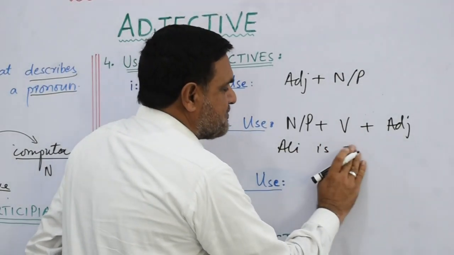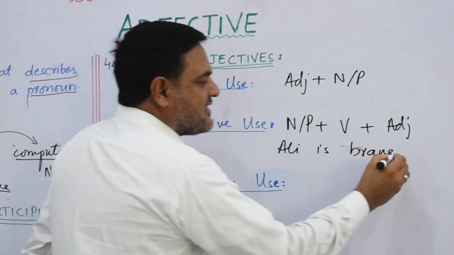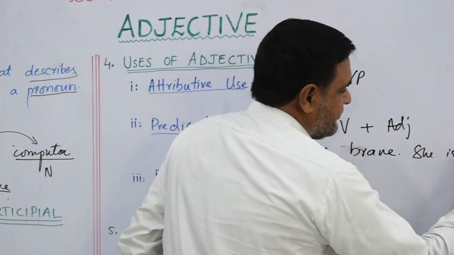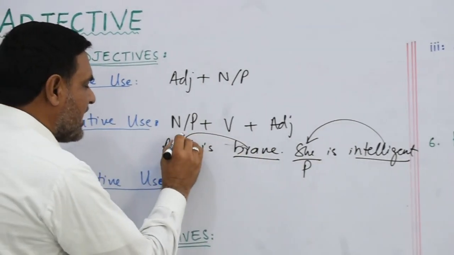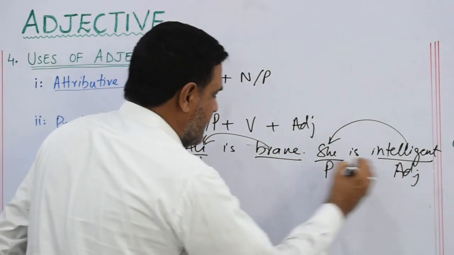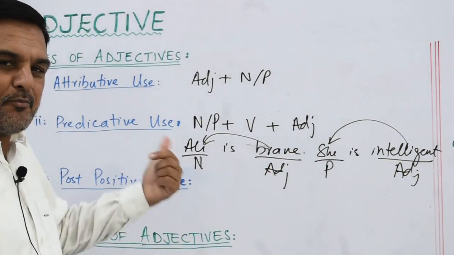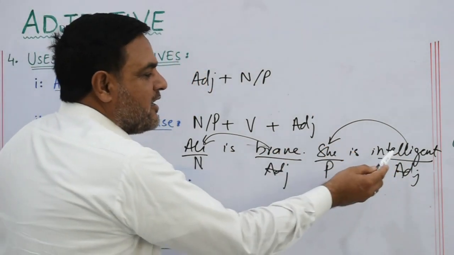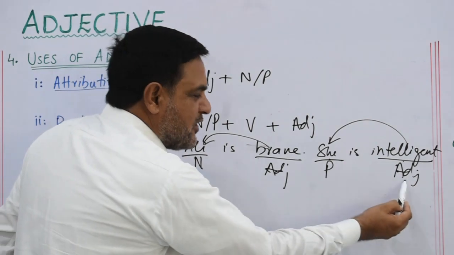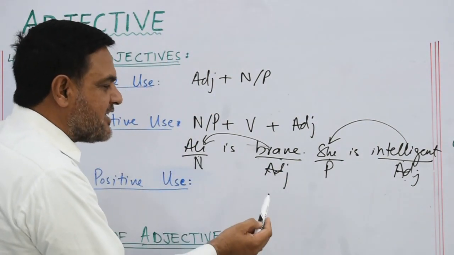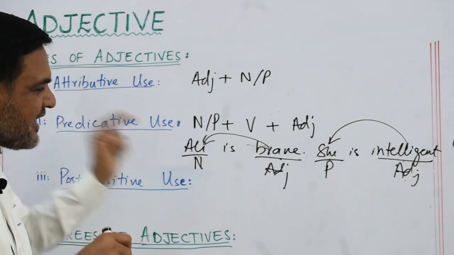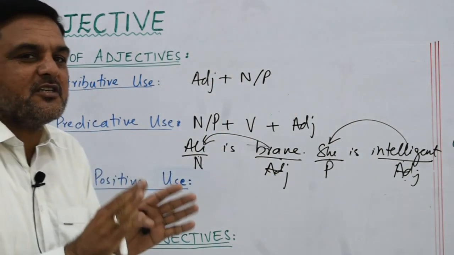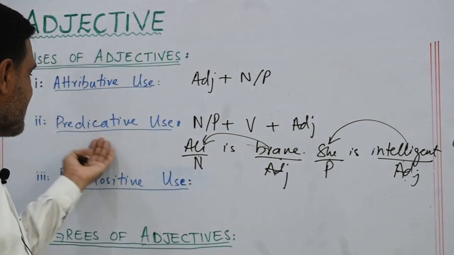I can use other examples too. For example, Ali is brave. Okay? Now see, I can say she is intelligent. See, intelligent is about she, a pronoun. Brave is about Ali, a noun. So this is an adjective and this is an adjective, because both of them are describing pronouns and nouns. So this is something that you need to keep in mind. Intelligent describes a pronoun, so it's an adjective. Brave describes a noun, so it's an adjective. But just because it has been used after the verb, and the noun or pronoun that they describe actually have been used before, this is an example of what we call predicative use of an adjective.